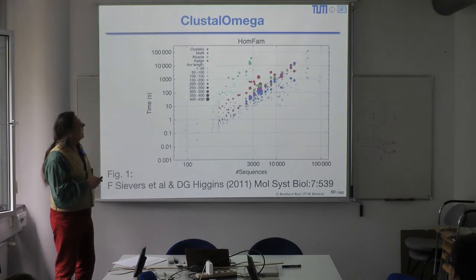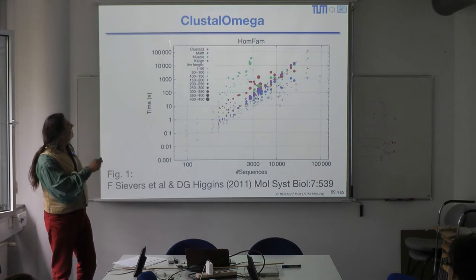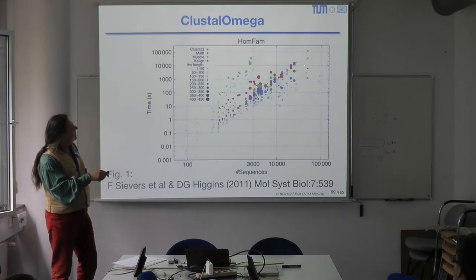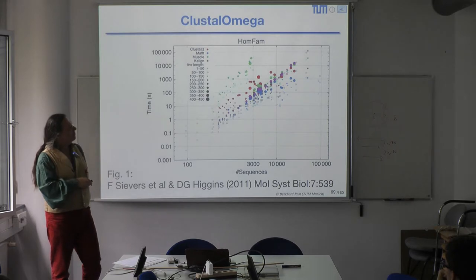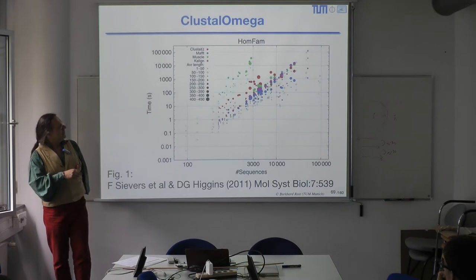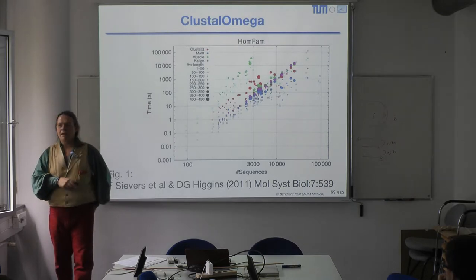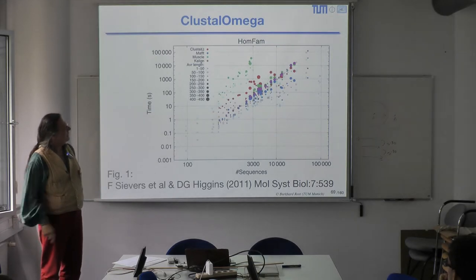The CLUSTAL Omega, as this one says here, number of sequences in families, time taken. CLUSTAL Omega is the red one here. Those are K-align, MUSCLE, MAFFT. Those are other alignment programs that use dynamic programming. And the point is that overall, CLUSTAL strikes a very good balance between speed here and number of sequences that it can align. And in fact, accuracy. I'll get back to that in a minute.